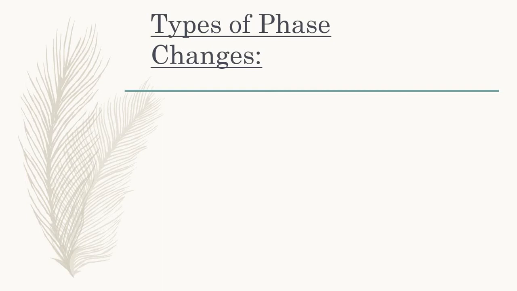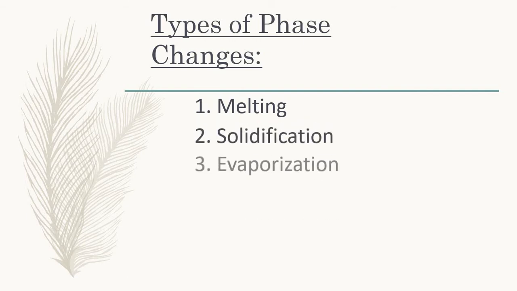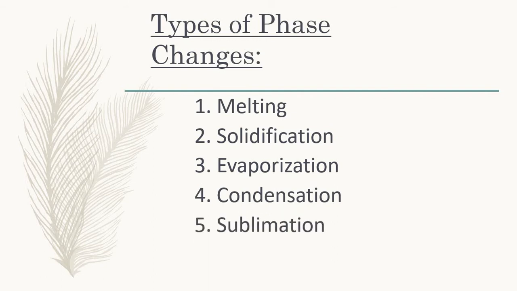Here are examples of physical changes in matter based on changes in state. We have melting, solidification, evaporation, condensation, sublimation, and lastly, we have deposition.